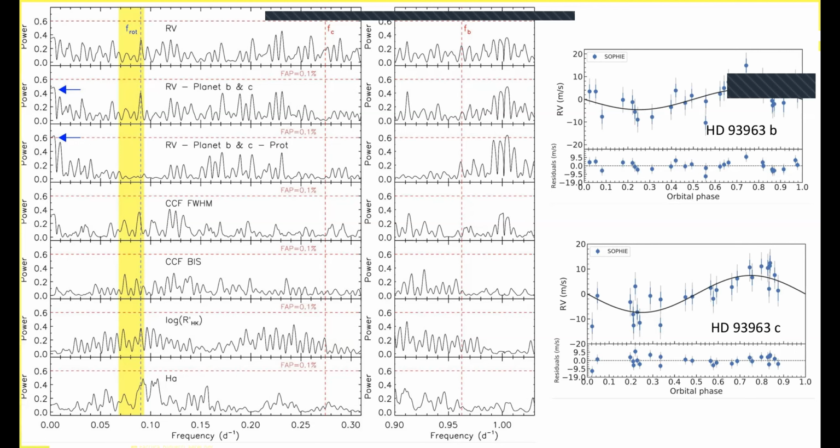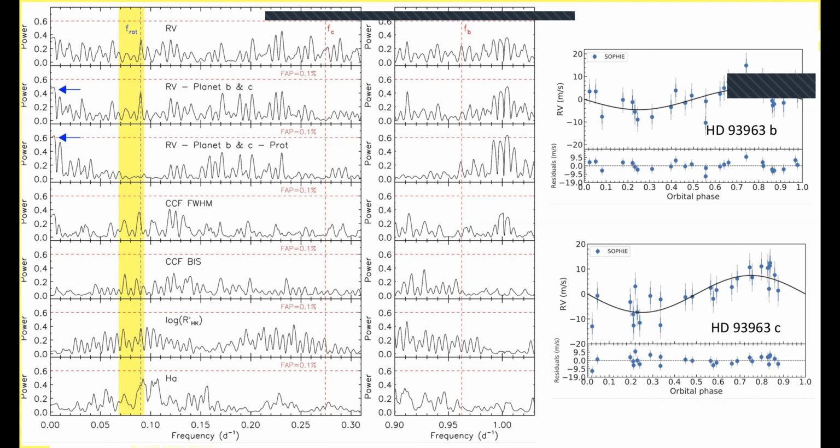We had some data from radial velocity follow-up, but that was not enough to allow us to perform a joint fit with radial velocity. What we could do instead is identify, first of all, a linear trend, so a long-term trend in the data.